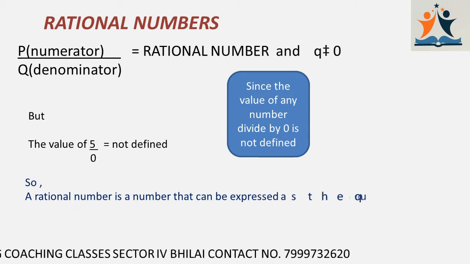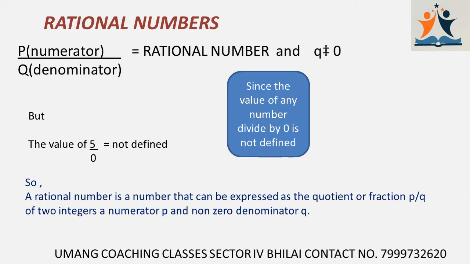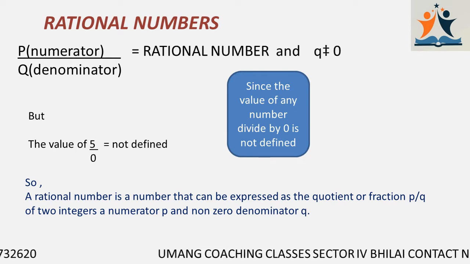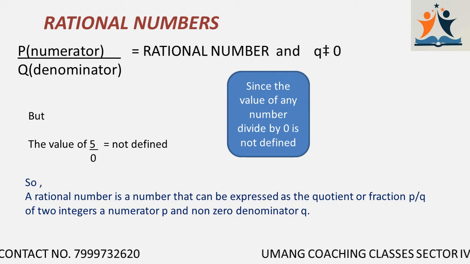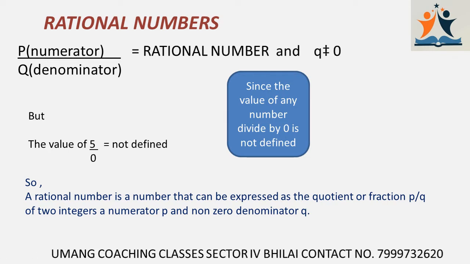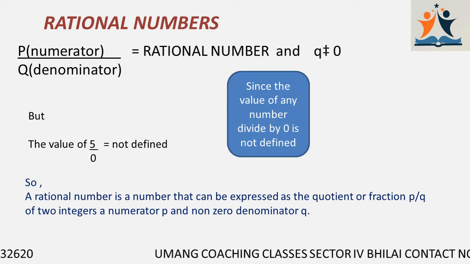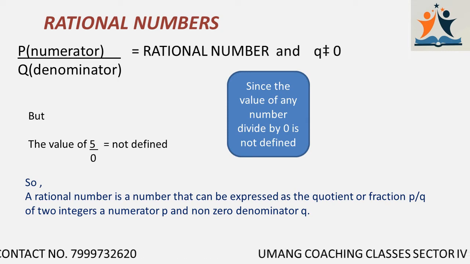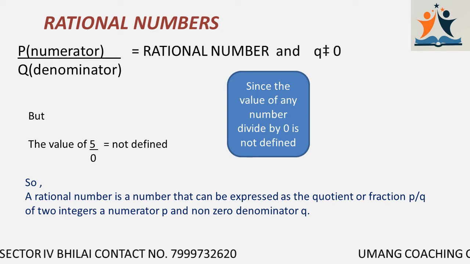So a rational number is a number that can be expressed as the quotient or fraction p by q of two integers p and q, where p is the numerator and q is the non-zero denominator. Now we have understood that p can be equal to 0, but q cannot be equal to 0, because if q is 0, then the value will be not defined.